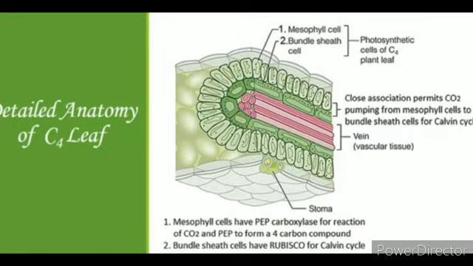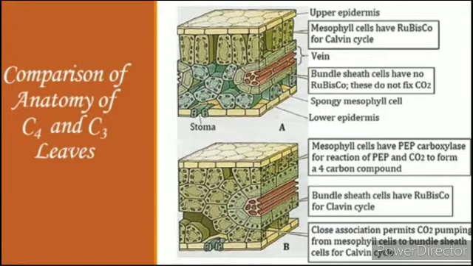Now see the detailed anatomy of the C4 plants. Mesophyll cells have the PEP carboxylase for reaction of carbon dioxide and PEP to form a 4-carbon compound. Bundle sheath cells have the Rubisco for the Calvin cycle. What is the comparison of anatomy of the C4 and C3 leaves? Check in the picture. In C3 leaves, mesophyll cells have Rubisco for the Calvin cycle. Bundle sheath cells have no Rubisco. These do not fix carbon dioxide.